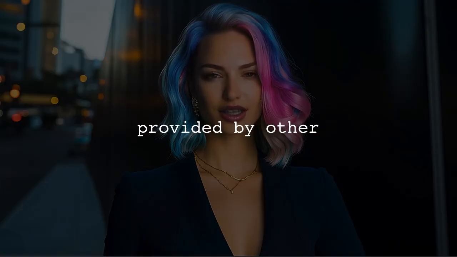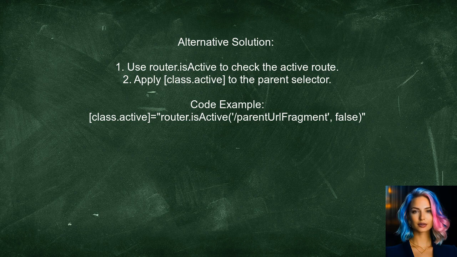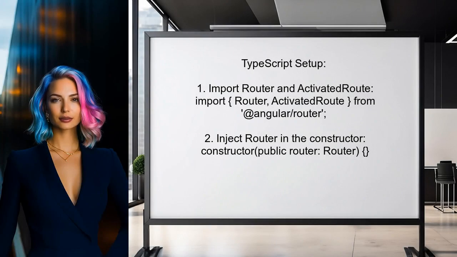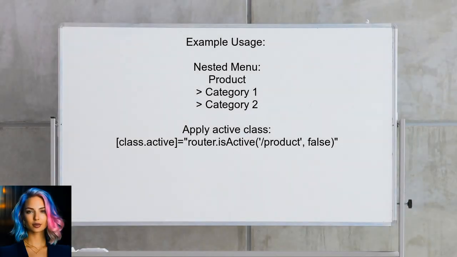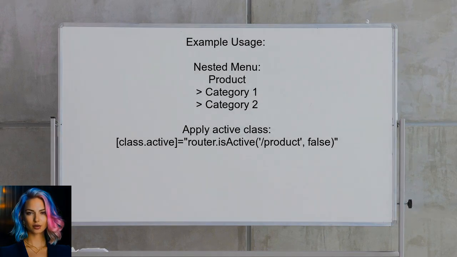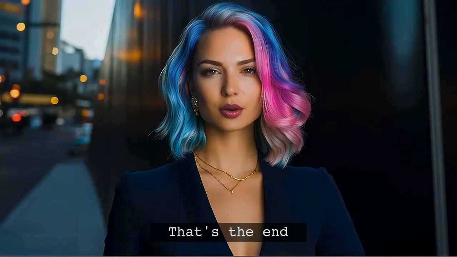Now let's look at the answers provided by other users. An alternative solution suggests using the isActive method from the router to apply the active class to a parent element. You can do this by calling class.active with the router.isActive method in your HTML. In your TypeScript file, import the router and inject it into your component. This allows you to access the isActive method directly in your template. For example, if you have a nested menu, selecting a category link can also apply the active class to the parent product selector using the same method. That's the end of that answer.